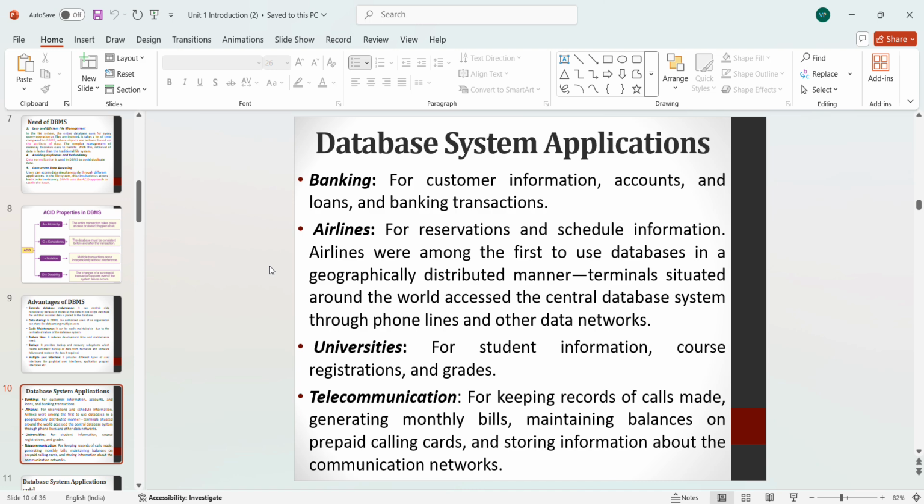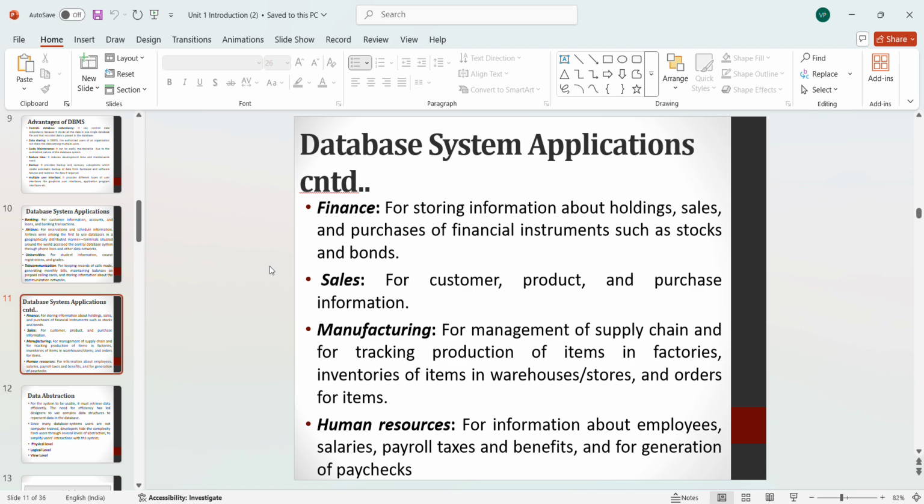Database system applications. Database management systems can be used in various fields, for example, banking, airlines, universities, telecommunication, finance, sales, manufacturing, and human resources.